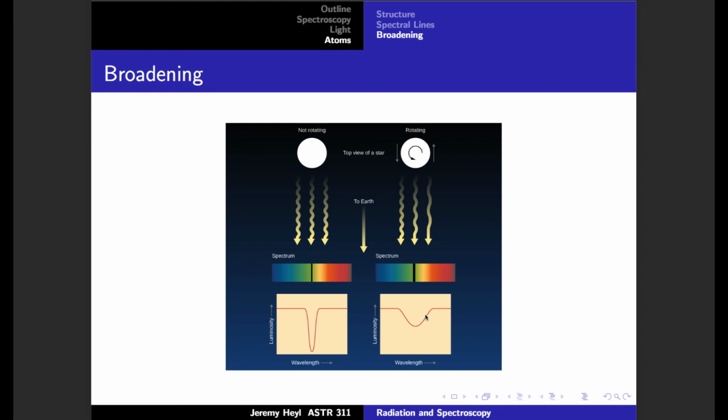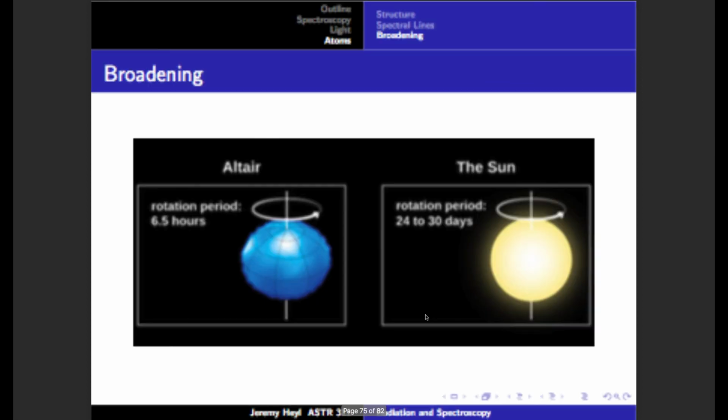We can measure how fast the star is moving away from us or towards us, because the spectral line that we observe from the star, we can compare to one that we have in the laboratory where it's not moving towards or away from us. It'll be shifted by a little bit. If it's moving away from us, it'll be shifted to the red. If it's moving towards us, it'll be shifted to the blue.